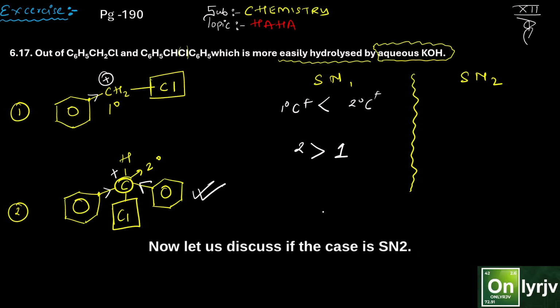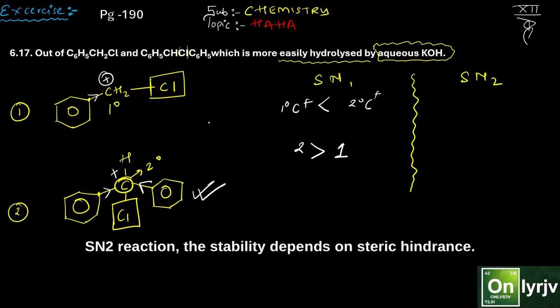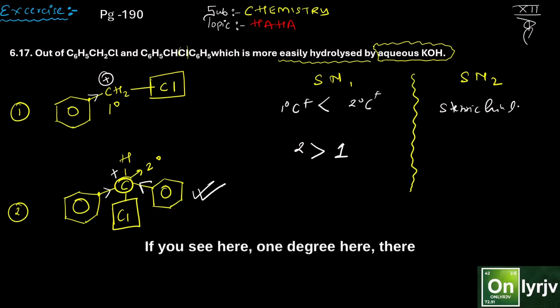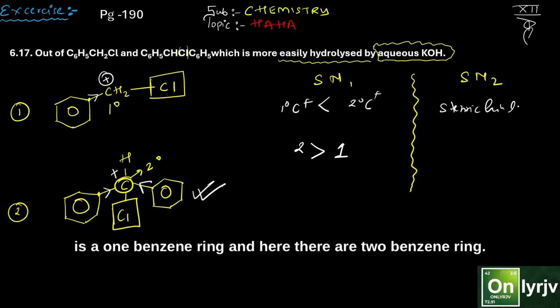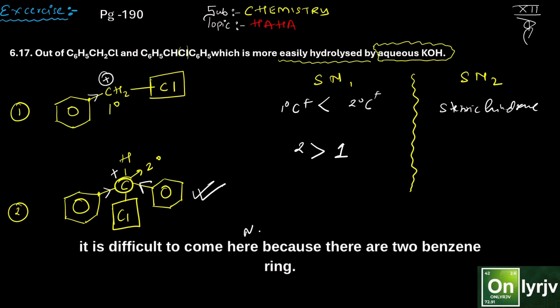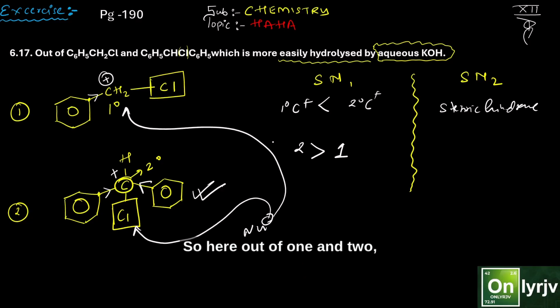Now let us discuss the case of SN2. If an SN2 reaction is taking place, that means a strong nucleophile is there and other conditions are maintained, the reactivity depends on steric hindrance. The less the steric hindrance, the more the reactivity. If you see here, in the 1 degree there is one benzene ring, and here there are 2 benzene rings. If a nucleophile wants to come, it is difficult here because there are 2 benzene rings. Here it is very easy. So out of 1 and 2, 1 will win and 2 will not.